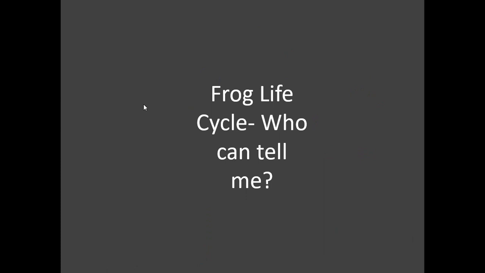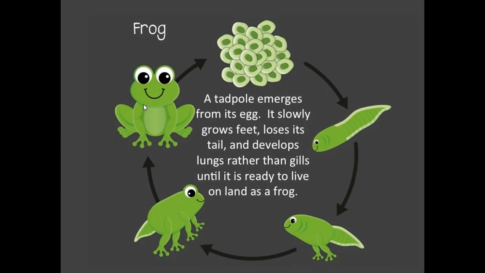So the frog life. What do you know about frog life? Well, let's look at this example right here. The frog is a tadpole that emerges from its egg. It slowly grows feet, as you can see here. Then it loses its tail as it develops lungs rather than gills, until it's ready to live on the land as a frog. So it's first growing in the water until it finally grows lungs to be able to be living on land. And then the cycle goes again.